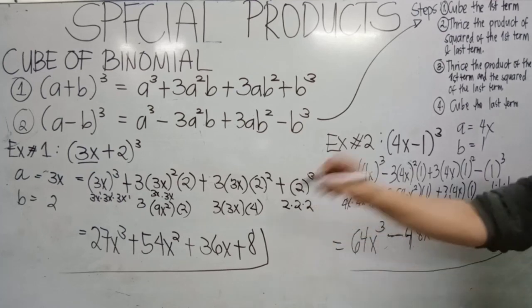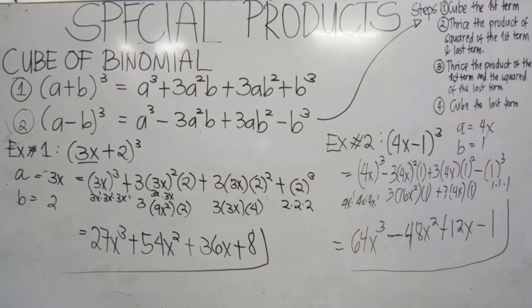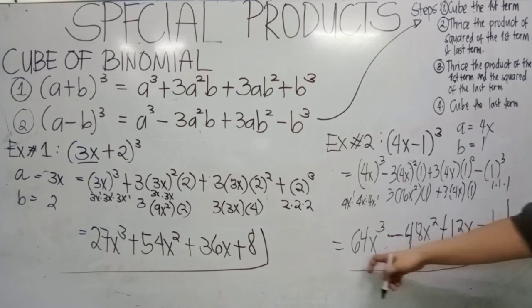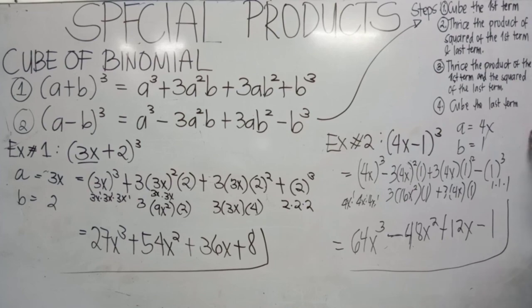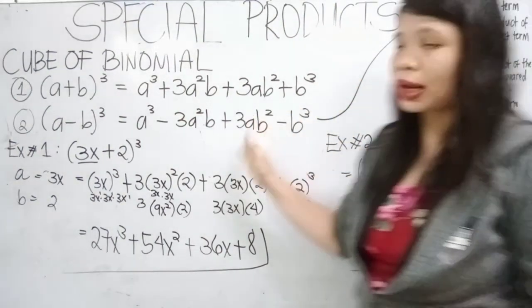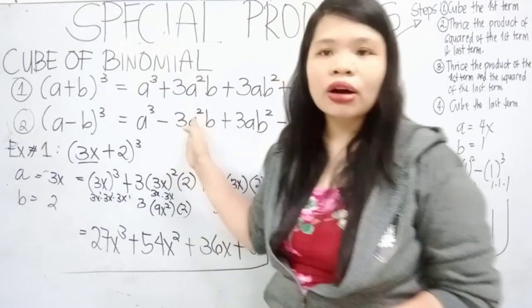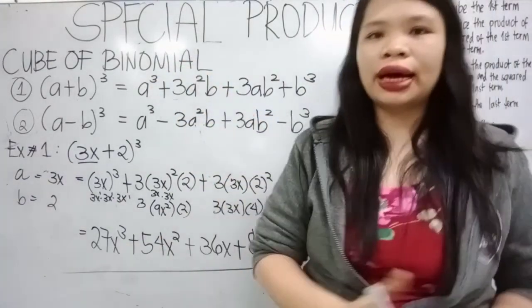So that's how we solve the equation for (4x − 1) cubed, which is 64x cubed minus 48x squared plus 12x minus 1. Alright, so these are the steps to follow. Then, you can use the pattern to solve cube of binomial.